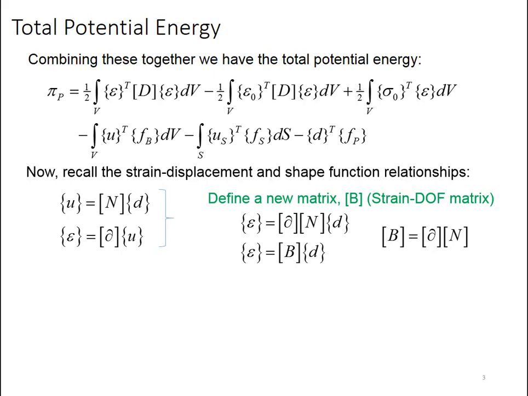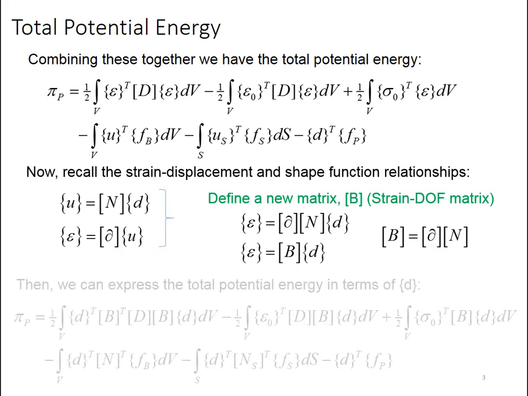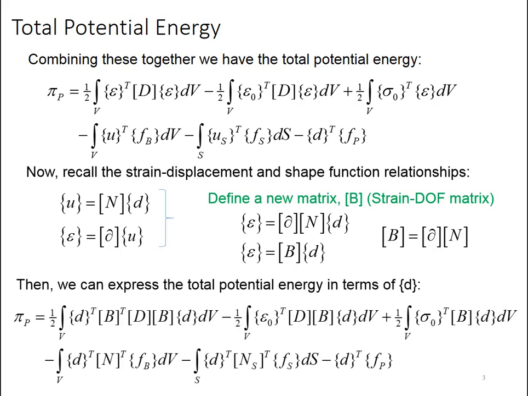If I take those two pieces and multiply them by each other, or have the partial derivative operator act on the shape function matrix, I get a new matrix labeled B. I'm going to call that the strain degree of freedom matrix. So now I can say that the strain vector is equal to the B matrix multiplied by the degrees of freedom. So then I put this into my expression at the top of the screen there, and that gives me a new expression for the total potential energy in terms of the degrees of freedom.